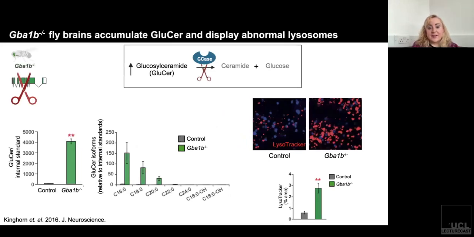So one of the first things I then did was to ensure that this was a faithful model of a lysosomal storage disorder. And so using mass spectrometry on the heads of GBA knockout flies and controls, I showed that there was accumulation of the GCase substrate glucosylceramide within the heads of the GBA mutants. And then using LysoTracker staining of the brains, I showed that there was an increase in the number and the size of the lysosomes in the GBA knockout fly brain compared to controls, consistent obviously with the fact that they're engorged and swollen up with glucosylceramide.